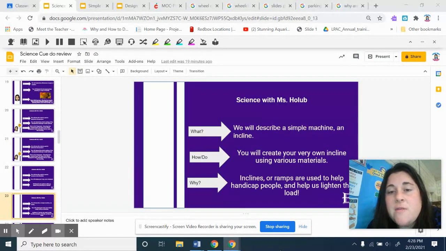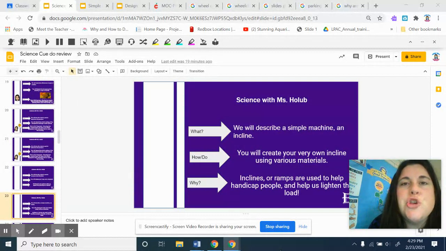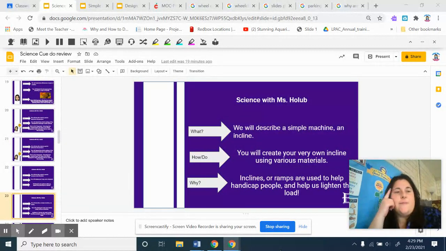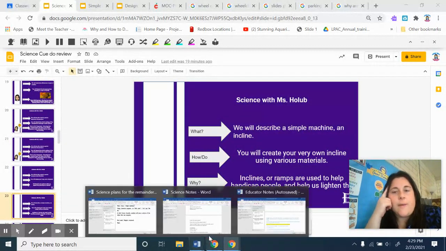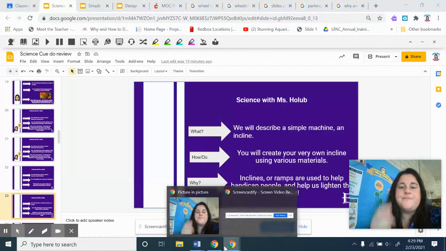Today, our cue is we will describe a simple machine. A simple machine. Let's think about what that means for a second. Who has ever heard of those two words? A simple machine. Okay, give yourself some think time. Let's start thinking. Here we go. Oh, just kidding. All right, you can pause if you need more time.